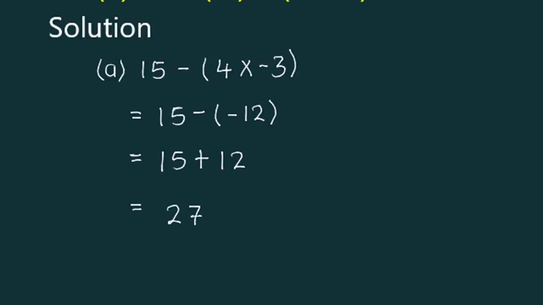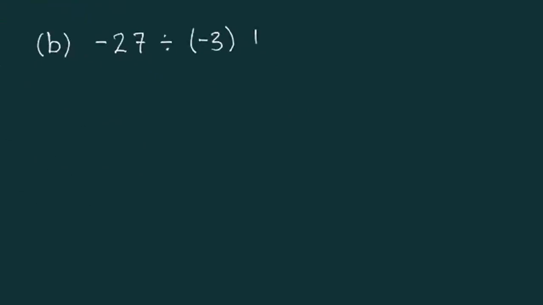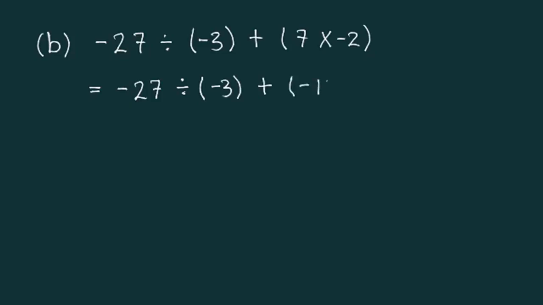And if we go on to part B, where we have minus 27 divided by negative 3 plus 7 times negative 2. Right, using our order of operations, we can first simplify the bracket where we have a multiplication of 7 and negative 2. So 7 times negative 2 is actually negative 14.